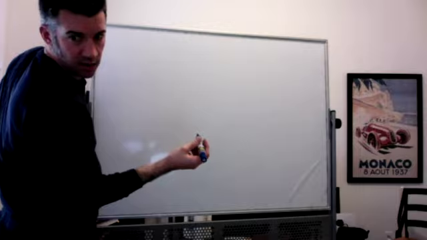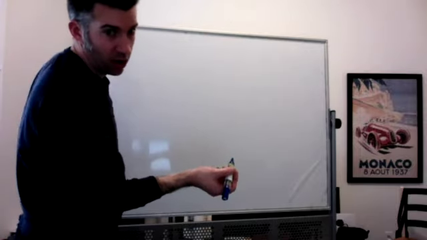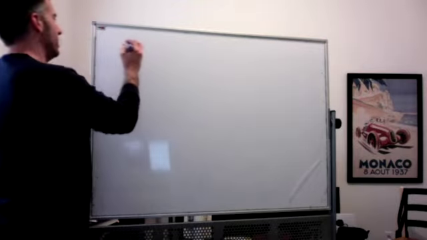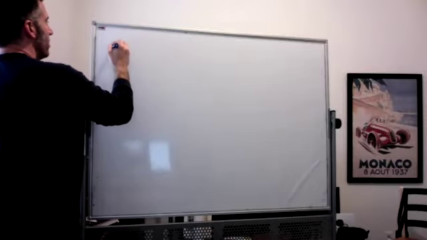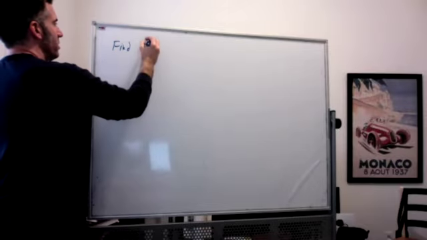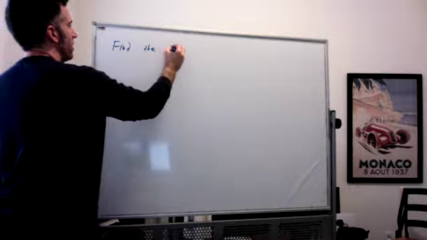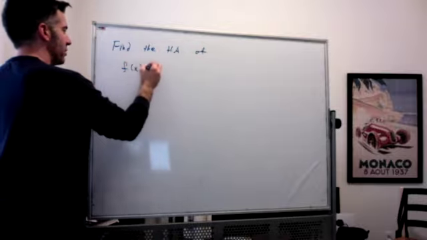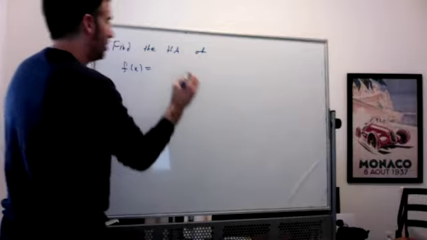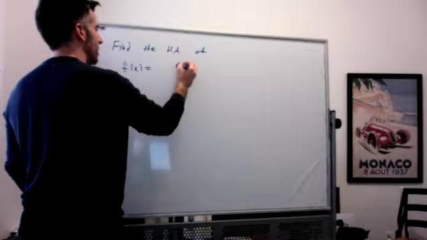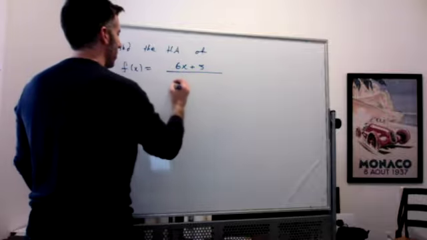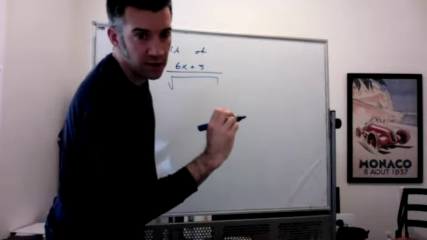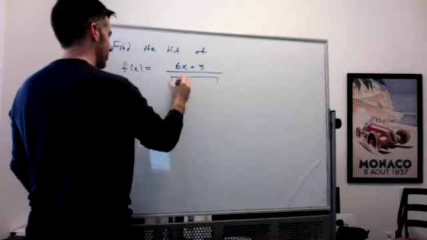Fine. Let's do one more limit question, just because I know people still have been asking me about this. So here's a question. Find the horizontal asymptotes of this function. F of x equal to 6x plus 5 over the square root of 9x squared plus 4x plus 1.